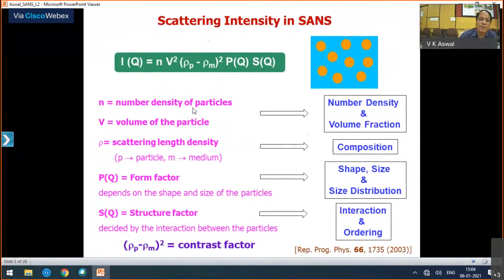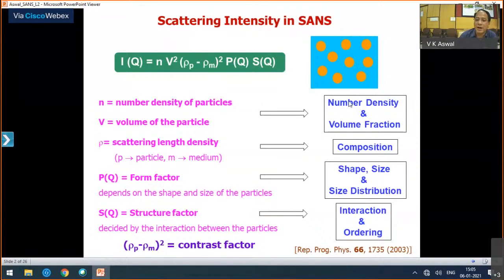So once you have these equations, then as I said in the last lectures, you can get a number of information about your system of interest. For example, you can get number density and volume fraction by combining N and V. Then from contrast, you can get the composition of the system. And from the form factor, you get the information about shape, size, and size distribution of the particles. And from the structure factor, you get the information about the interaction and ordering.